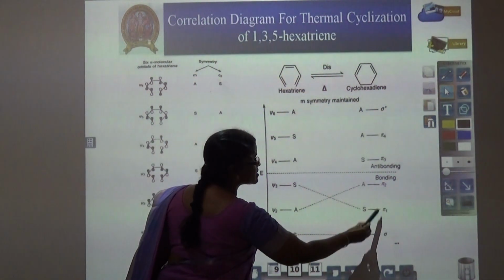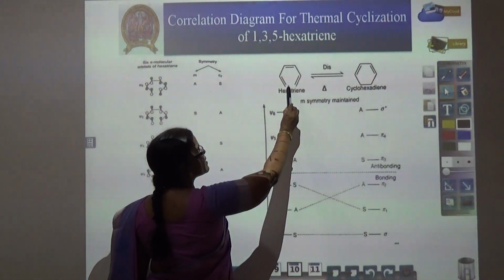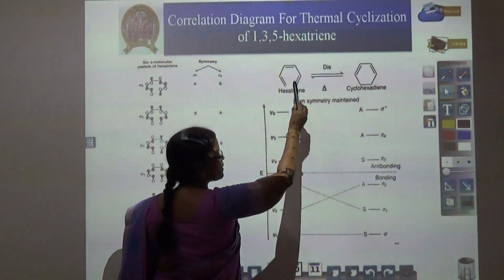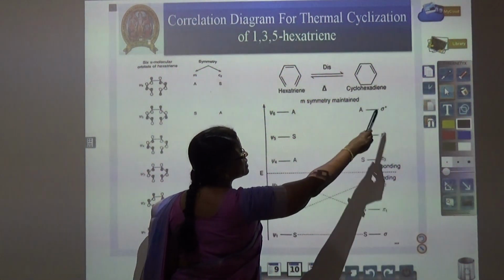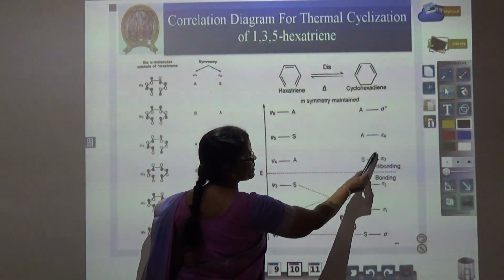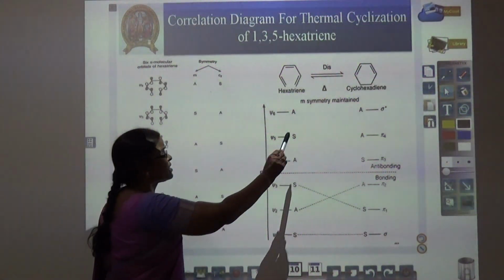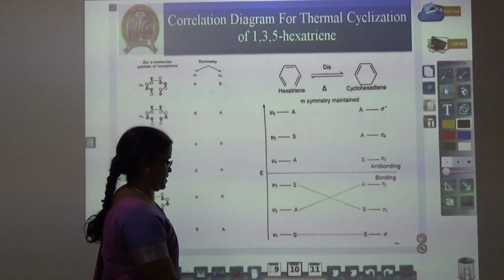What is the product? 1,3-cyclohexadiene. Here a new sigma bond is formed. One pi bond is reduced. This is the bonding molecular orbital of the sigma bond. This is the antibonding molecular orbital of the pi bond. These are all pi molecular orbitals of the hexatriene.